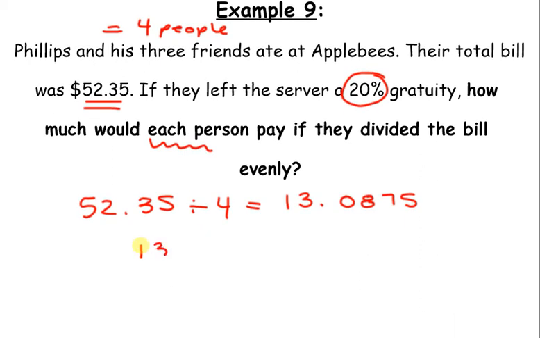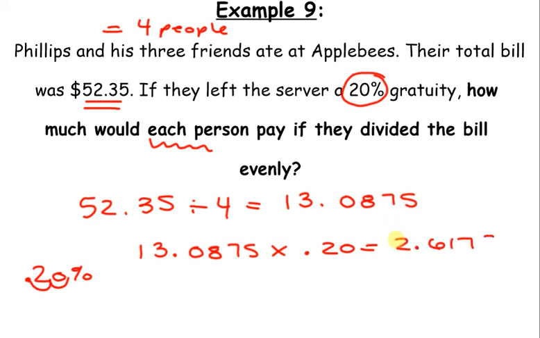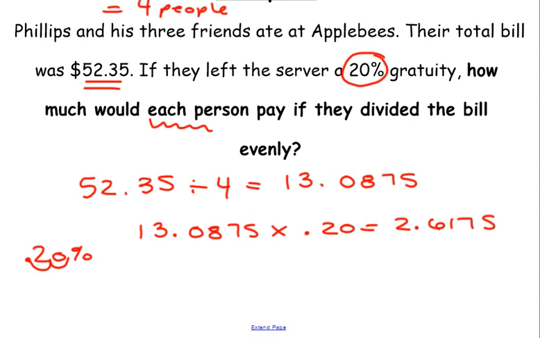Now that we have what each person pays, they each give a 20% gratuity to their server. So we have 13.0875 times 20%. And I need to move my decimal point back 2 spots. So times 0.20. Go ahead and calculate that. And you should get 2.6175. Now, because it's gratuity, we add it to the bill. If it was discount, we would subtract.